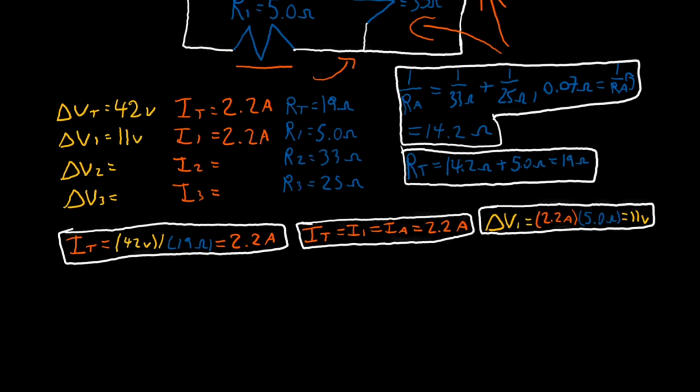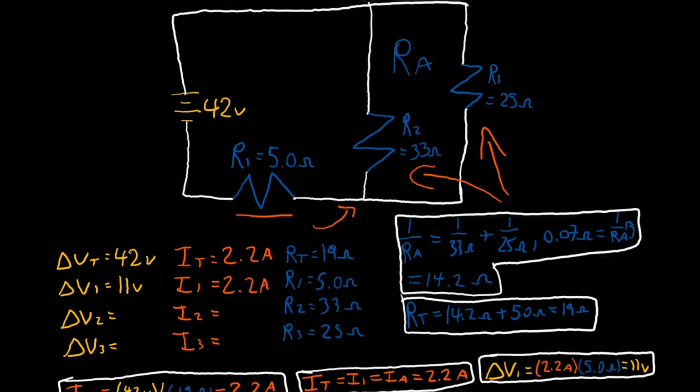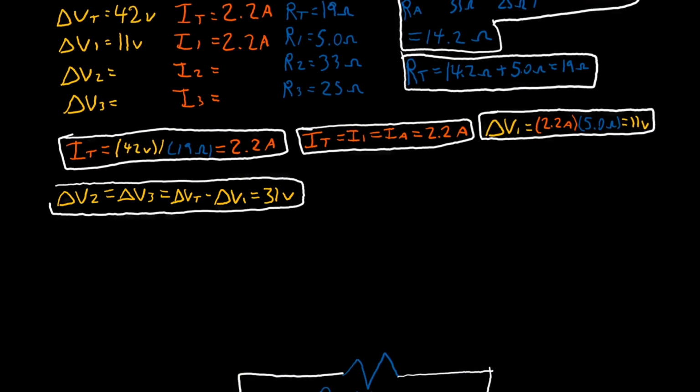And since we know that in series circuits, the total voltage is equal to the sum of the voltage at each resistor, and that in a parallel circuit, the voltage is equal for both resistors, following the path, R1 would first use up 11 volts, leaving the rest for R2 and R3. And so to show our work, we would put that V2 equals V3 equals the total voltage minus the voltage at the first resistor, which is 31 volts. And we can fill that in for V2 and V3.